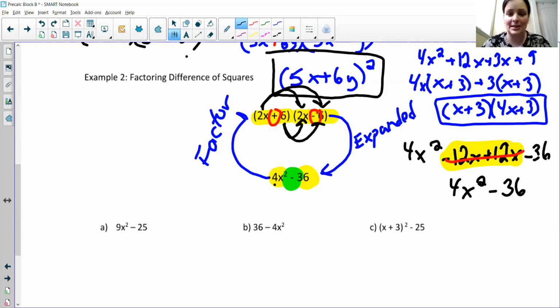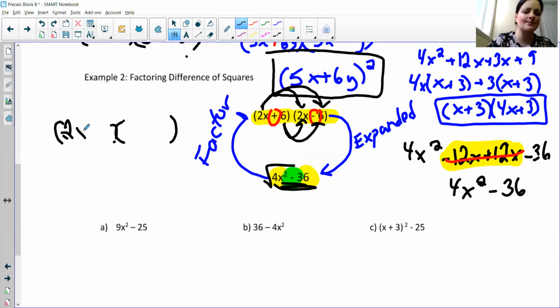And is that what's happening here? Yes. So to get what the factor brackets are, if you recognize that this is a difference of squares, you take the square root of the first term, which is 2x.